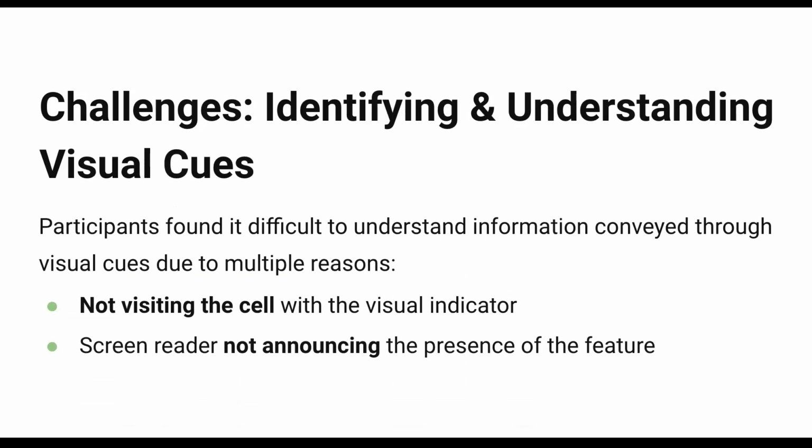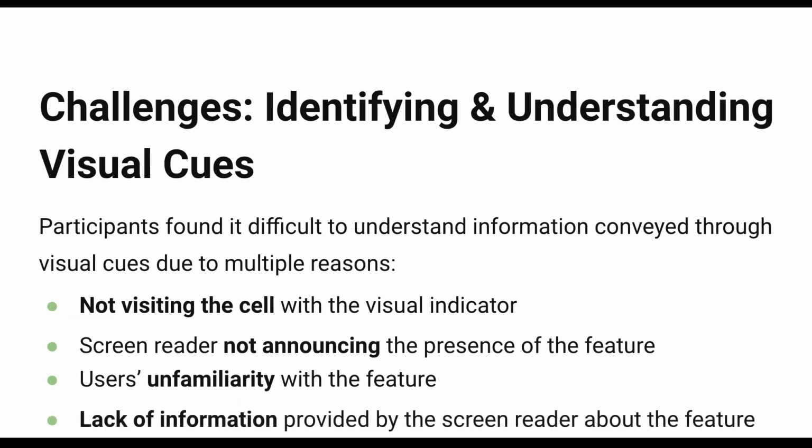Even if the screen reader revealed the feature, participants struggled to understand it due to their unfamiliarity with the feature. For example, participants were unfamiliar with data bars and were confused in determining the underlying basis of the percentage values. The lack of information about the conditional formatting was another issue. In the first table, even though the screen reader mentioned the cell contains conditional formatting, it did not convey information about the highlighted cell's condition or the style. All cells in the table were read the same.